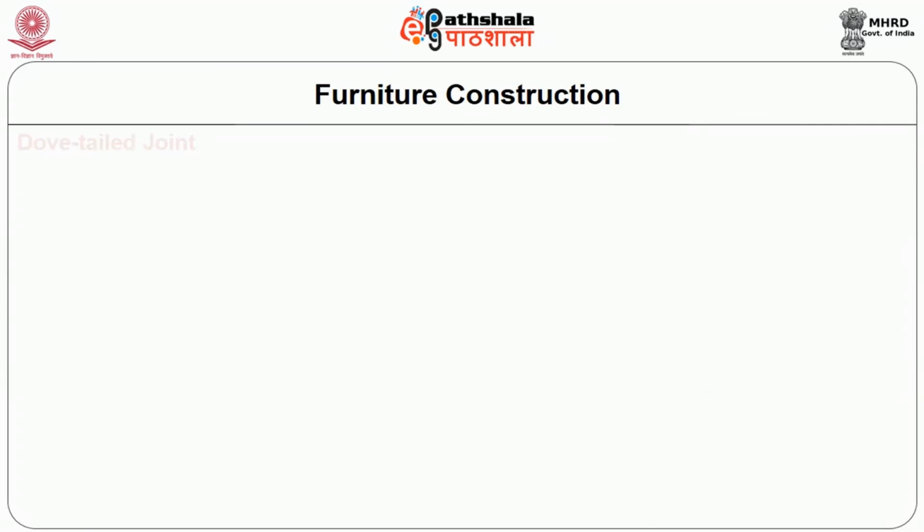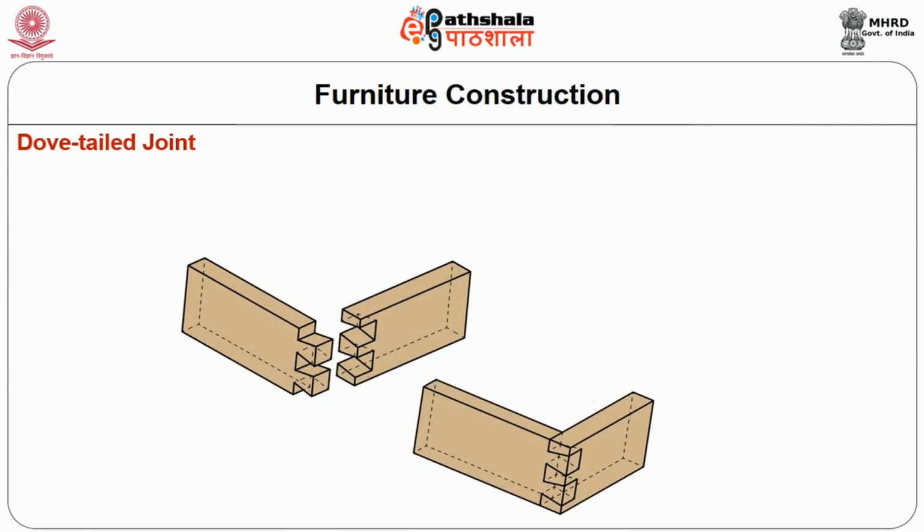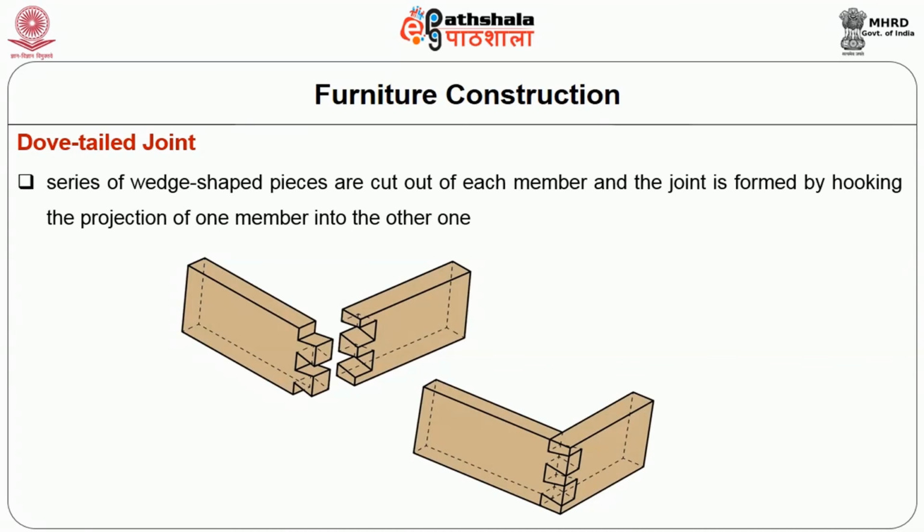Next is the dovetailed joint. In this method of joint, a series of wedge-shaped pieces are cut out of each member, that is, each wood piece, and the joint is formed by hooking the projection of one member into the other one. This joint is specially used in cabinet work.